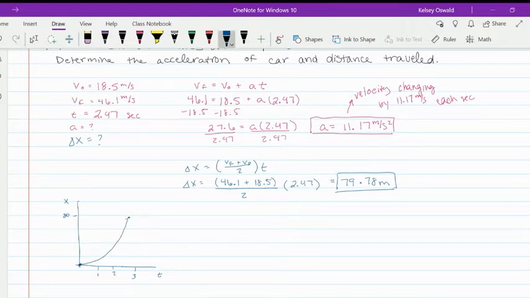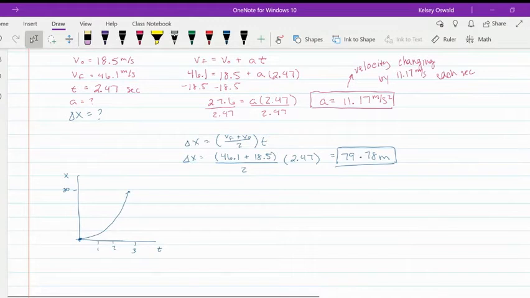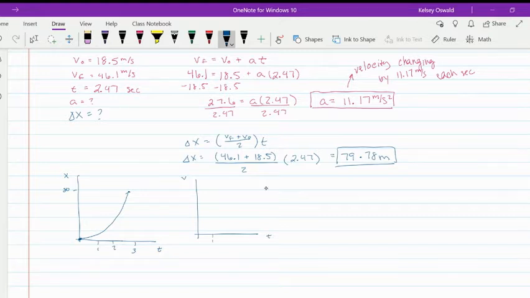There you go. I can also make a quantitative velocity-time graph because I know my initial velocity is 18.5. That's 20, 40, 60.